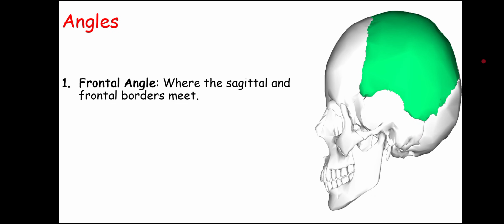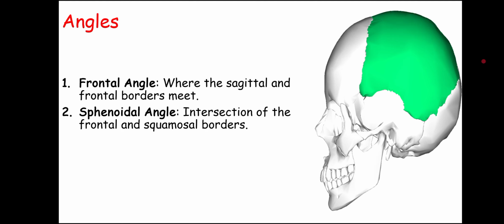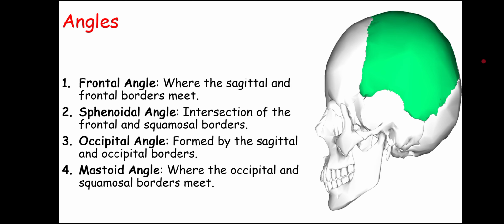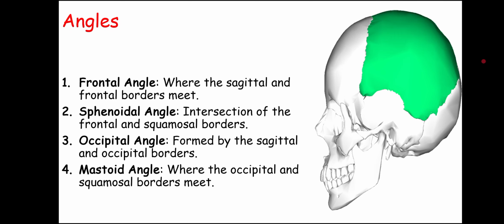Now let's talk about the angles of the parietal bone. They are the frontal angle where the sagittal and frontal borders meet. The sphenoidal angle is basically the intersection of the frontal and squamosal borders. Then it also has the occipital angle that is formed by the sagittal and occipital borders, and the mastoid angle where the occipital and squamosal borders meet.